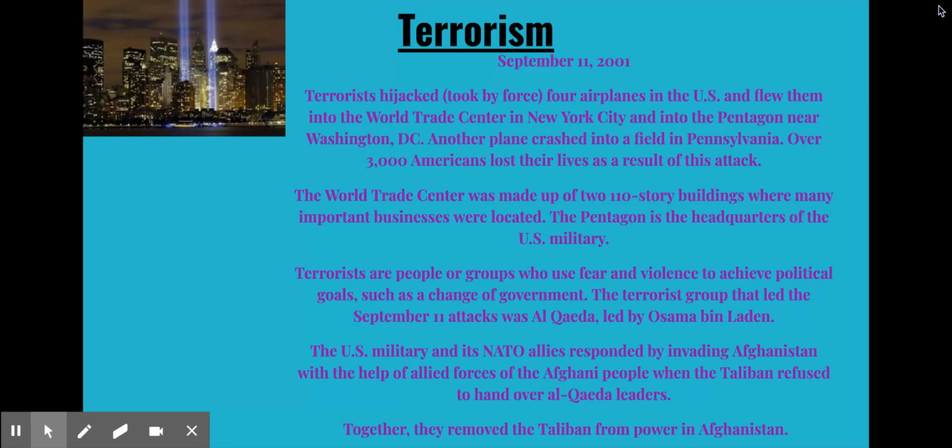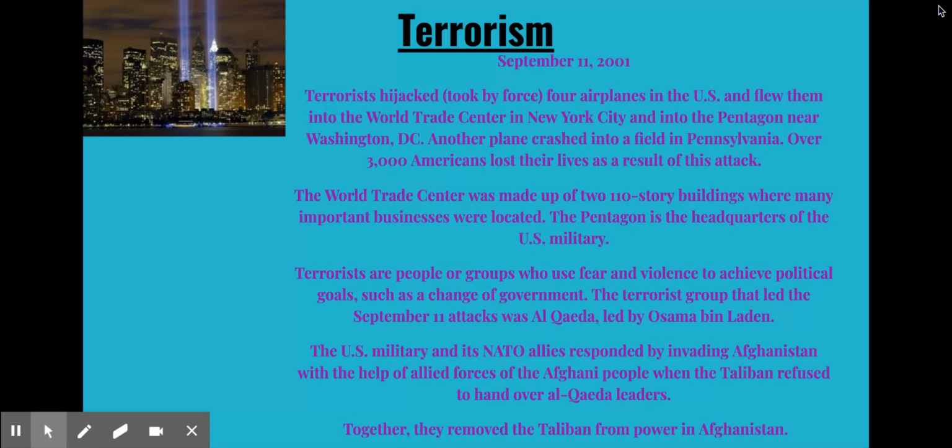Another international conflict was sparked on September 11, 2001. Terrorists hijacked 4 airplanes in the United States and flew them into the World Trade Center in New York City and into the Pentagon near Washington, D.C. Another plane crashed into a field in Pennsylvania. Over 3,000 Americans lost their lives as a result of this attack. The terrorist group that led these attacks was Al-Qaeda, led by Osama bin Laden.